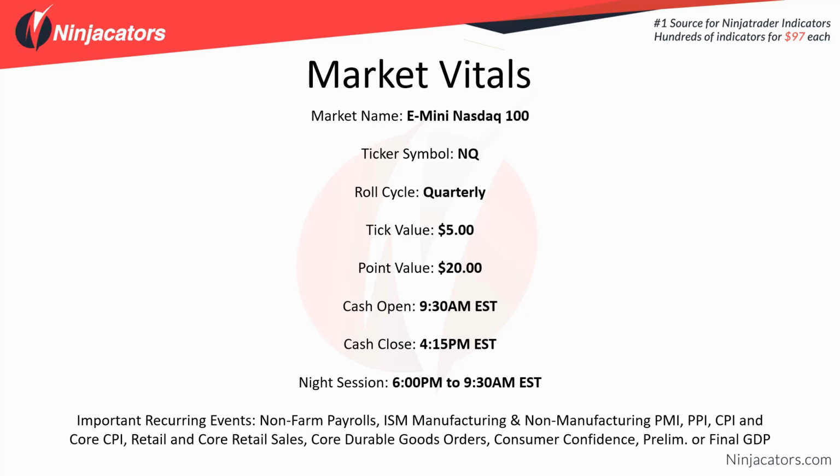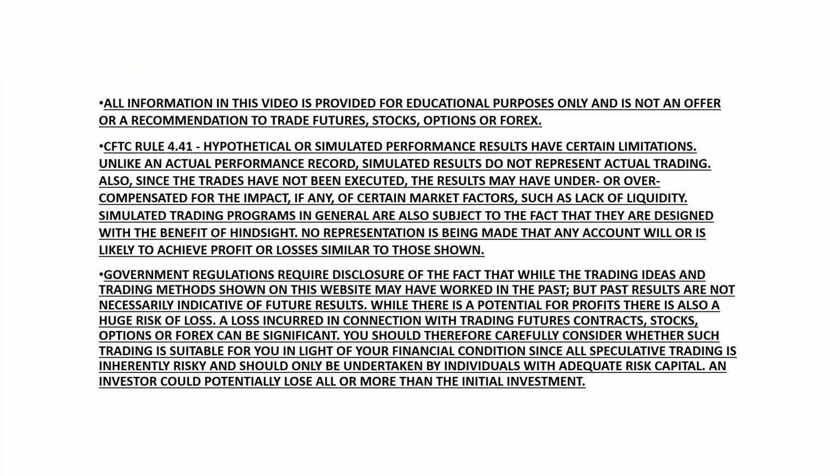The important recurring events to note that can move this market are the non-farm payrolls, the ISM manufacturing and non-manufacturing PMI, PPI, CPI, and core CPI, retail and core retail sales, core durable goods orders, consumer confidence, preliminary or final GDP numbers.